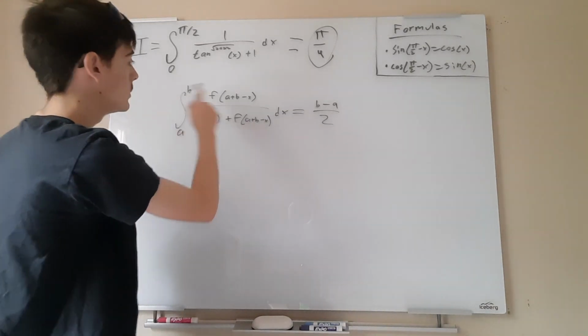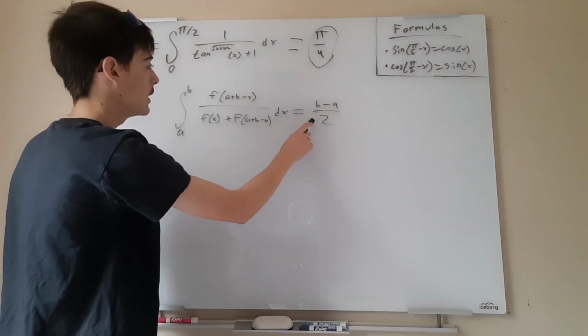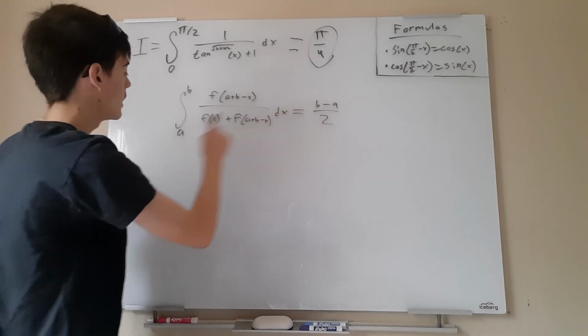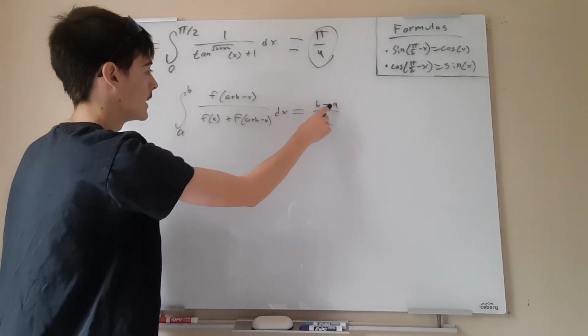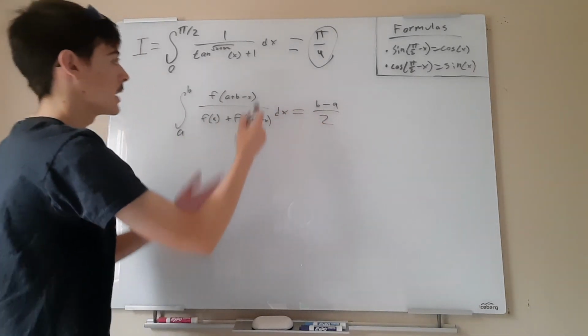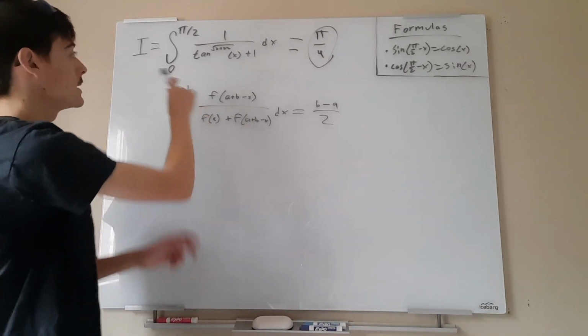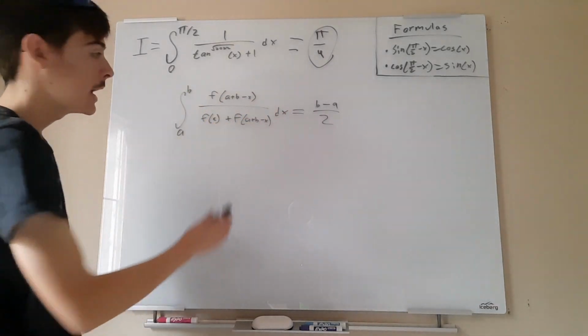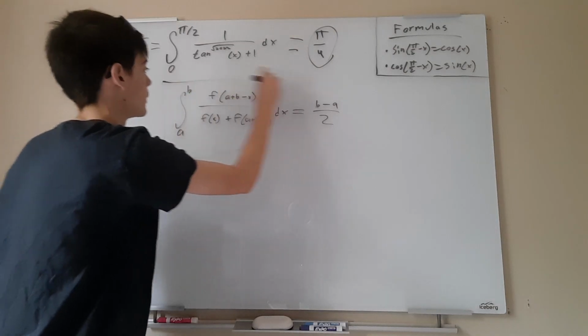And that is how we were able to use King's rule. As for this part here, our b was pi over 2 and our a was 0. So we had pi over 2 minus 0 over 2, and that's how we got pi over 4. So that is how we use King's rule for our integral. And this is the general form for King's rule.